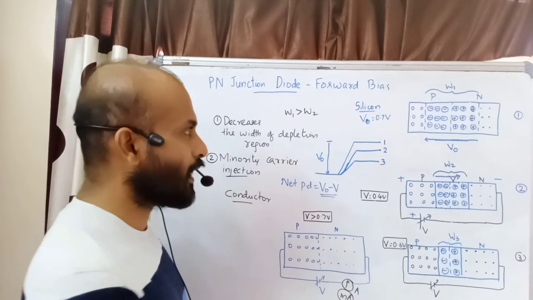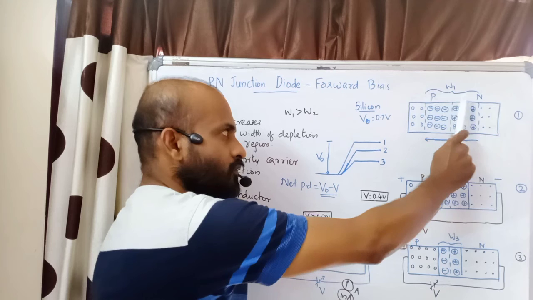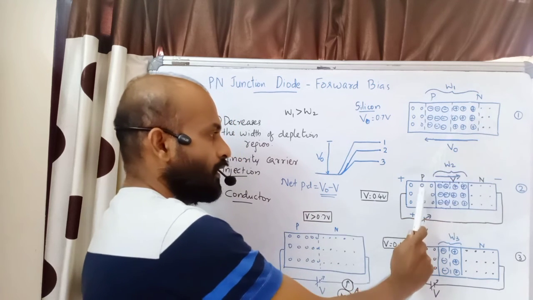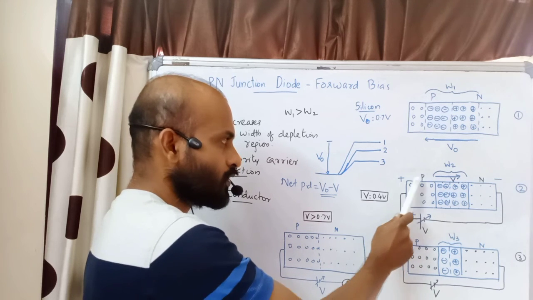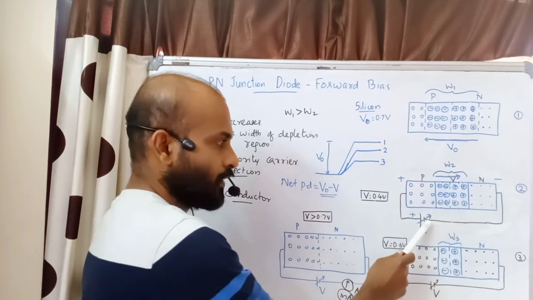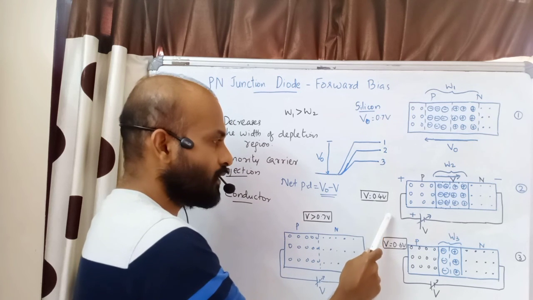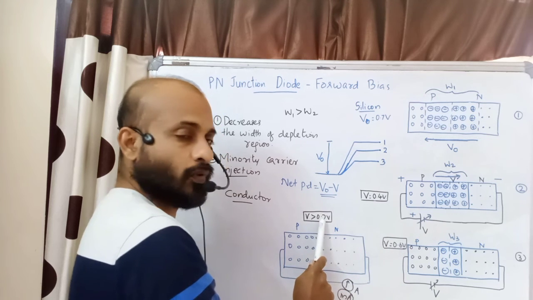So we have seen four diagrams here. This diagram shows a p-n junction diode having a large width of depletion region with no bias, no battery connected. Here, a battery is connected in forward bias, p side to positive and n side to negative, with applied voltage less than the barrier potential. Now we increase the applied potential from 0.4 to 0.6, and then more than 0.7.